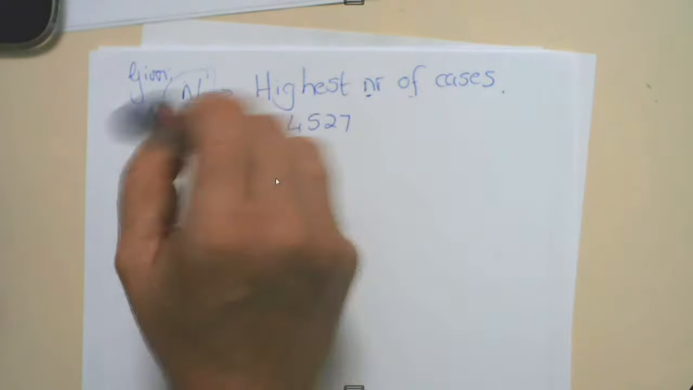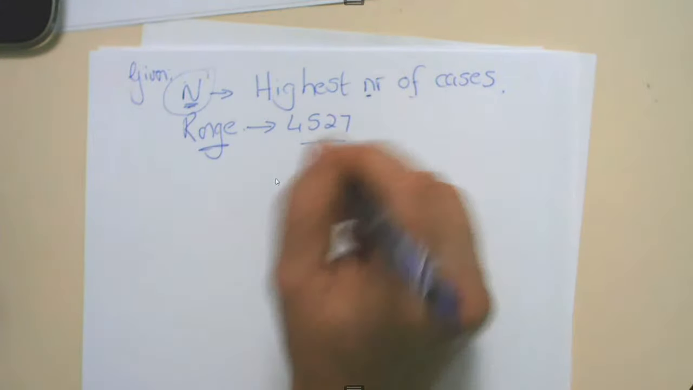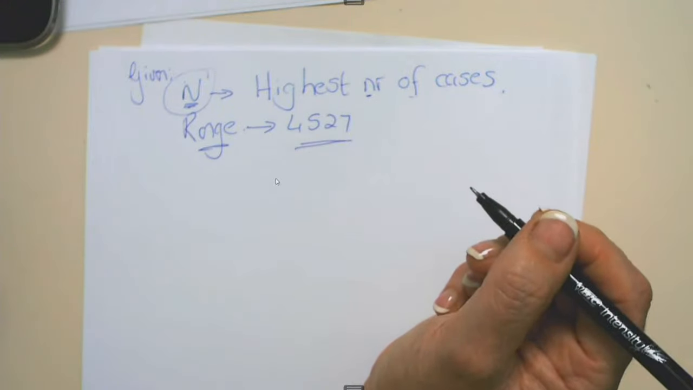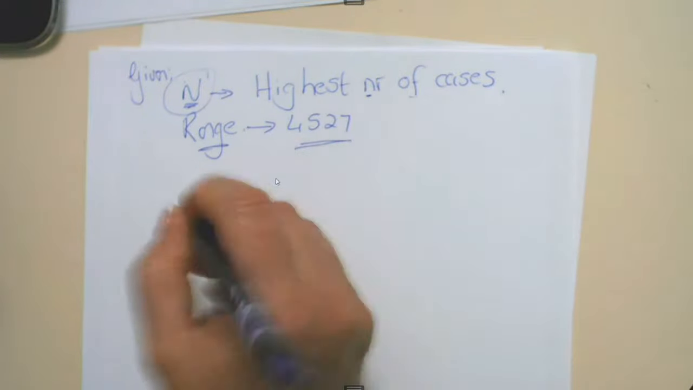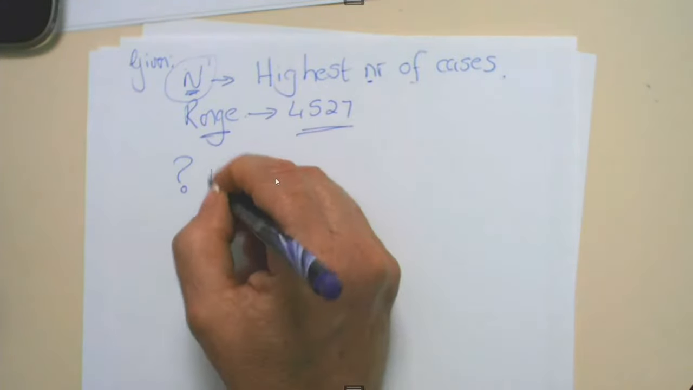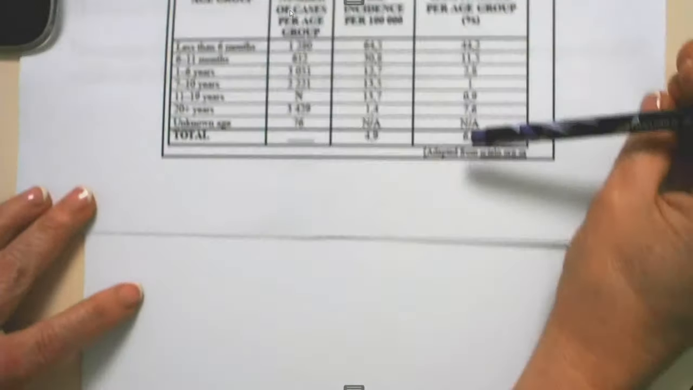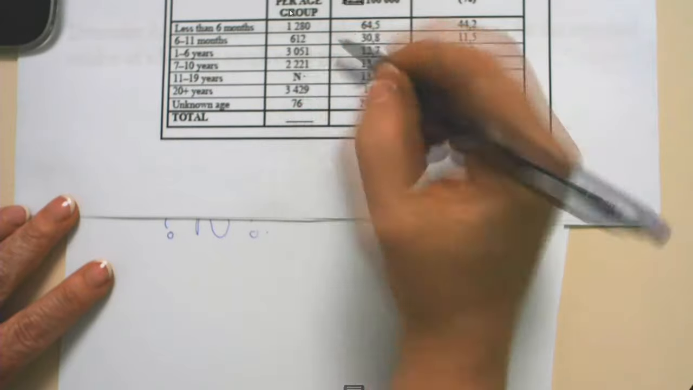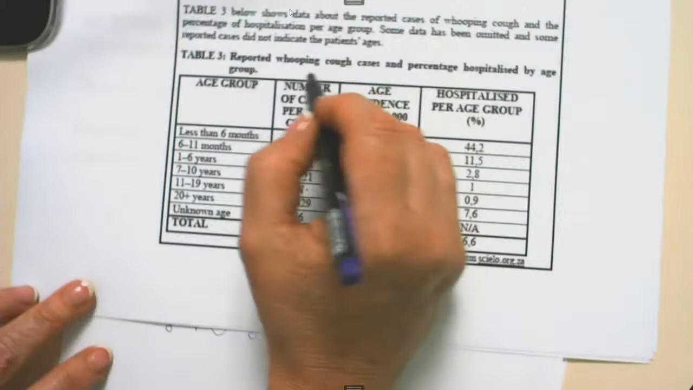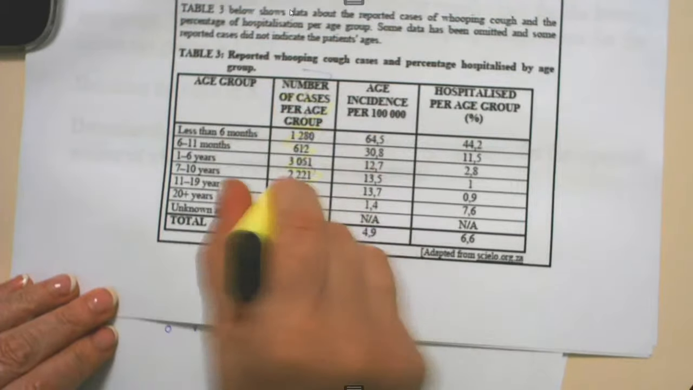Then the other things that they gave me is, they say the range is 4,527. And now, what is the question that they ask you? What is it that they want you to get? They want you to get N. What is the value of N if you go and look in this table? Now, obviously, since N is in this one, and we are talking about the number of cases, I am working with this column.